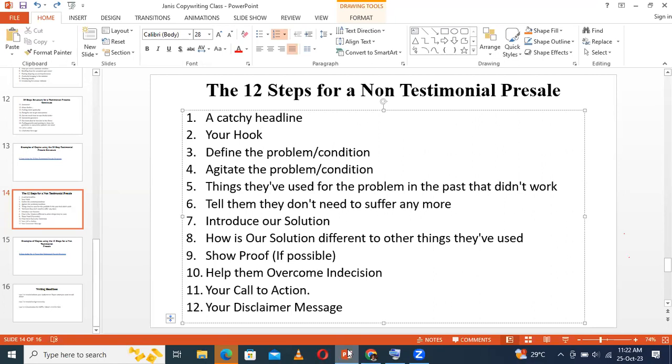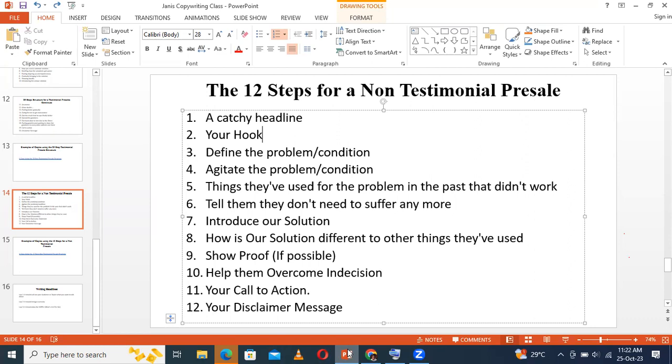Let me explain this. Define the problem or condition and agitate the problem. Defining the problem is just telling them what they are going through, narrating how you understand their experiences, that you know exactly what they are feeling. Do you understand? If you notice, I've already said it's not their fault. They gain weight faster than everybody else. All these people are always telling them that they are lazy. They don't understand them. So I'm defining the problem like that.